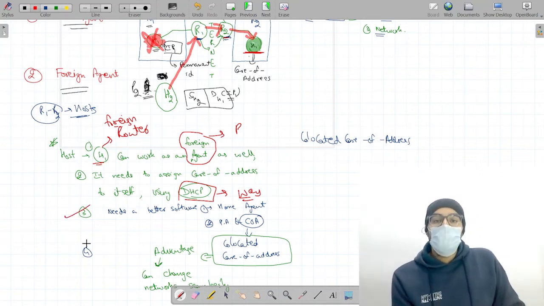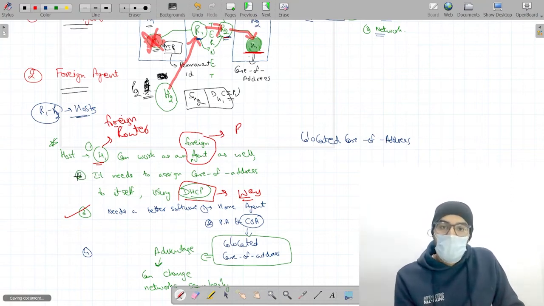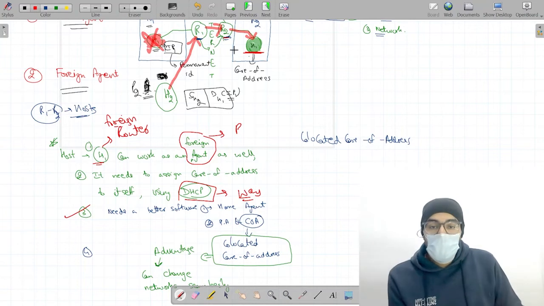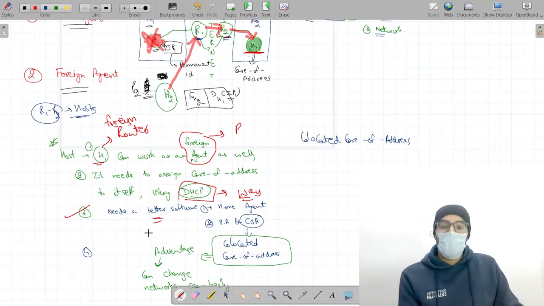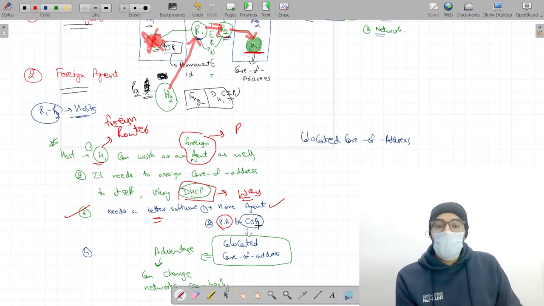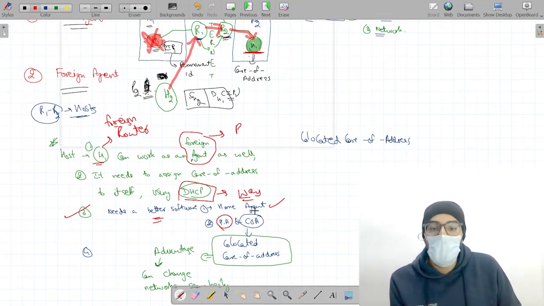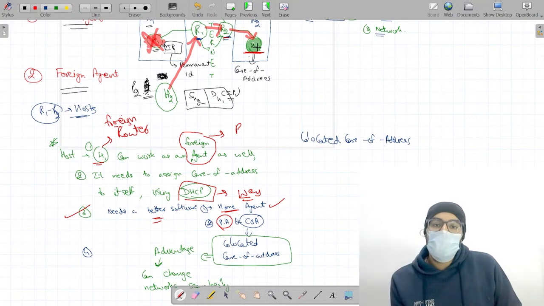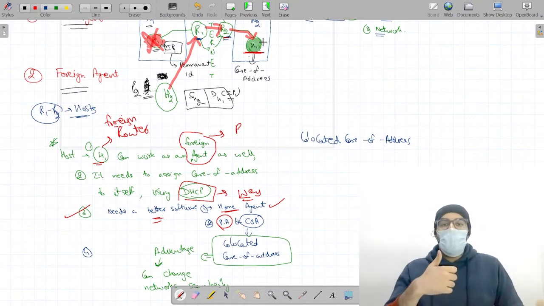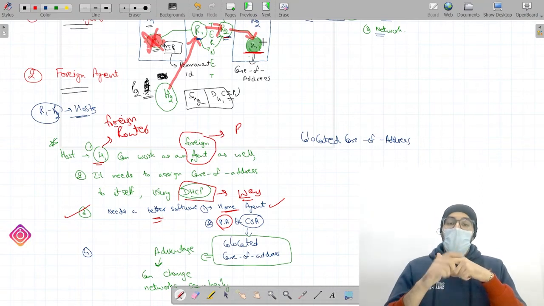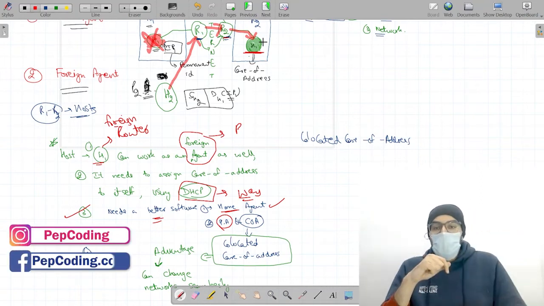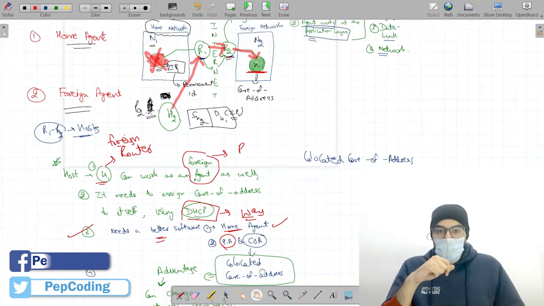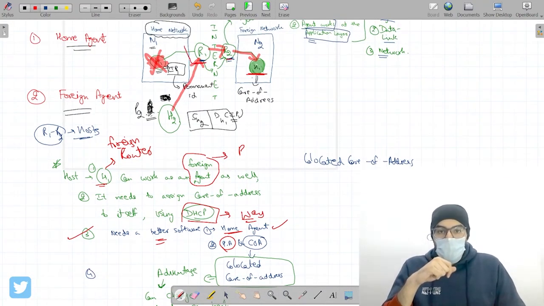Now the third point is that to act as an agent, this host needs a better software. First it has to act as an agent, and then it needs to have a permanent address and a care of address, so that it can communicate well with the home agent. So when the host H1 enters a new network, acting as a foreign agent, it has to assign itself the care of address using DHCP, and it needs better software so that it can communicate with this home agent.